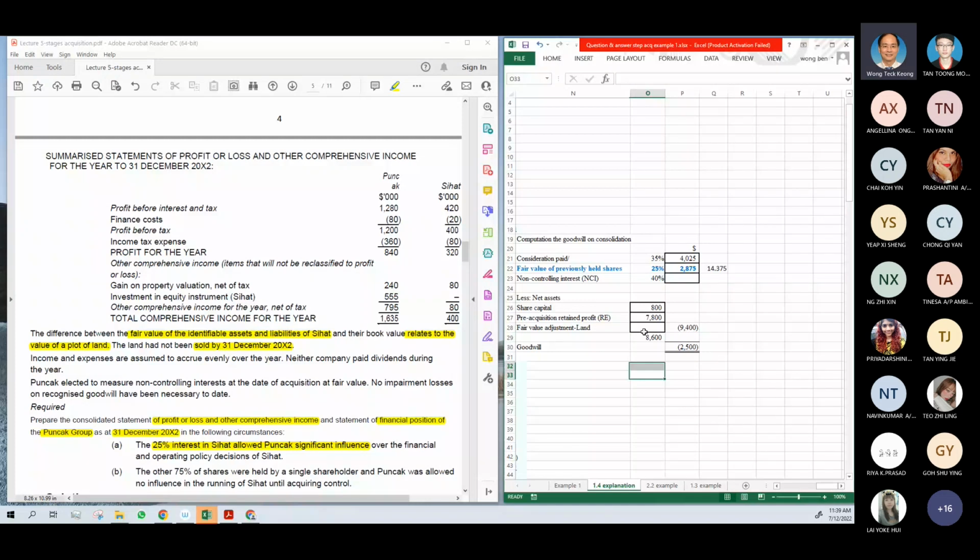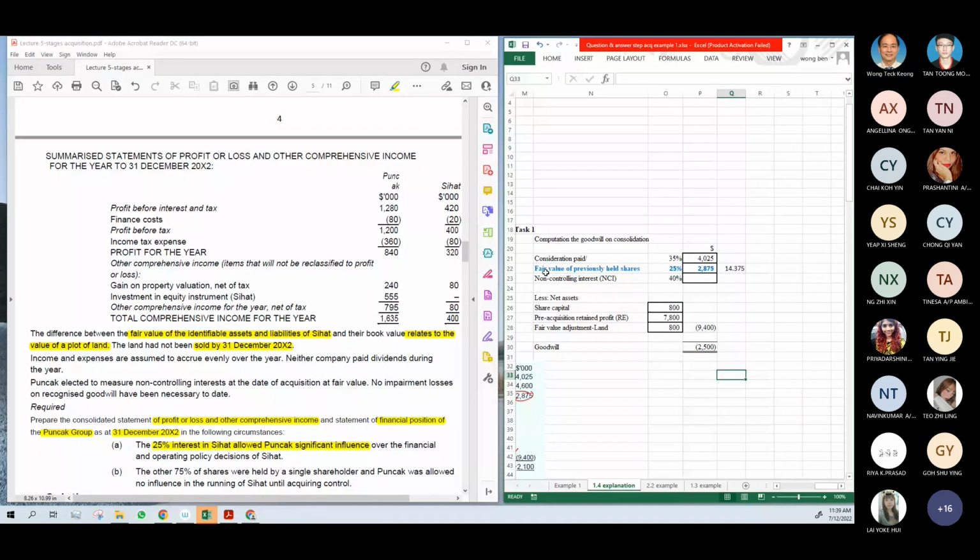Now you found the difference. They told you the difference. Okay, so in this group here, we haven't found the NCI, how they compute. In this case, they said income and expenses assume accrue evenly. It means you have to time apportion the expenses and income: 9 months associate, 3 months subsidiary.